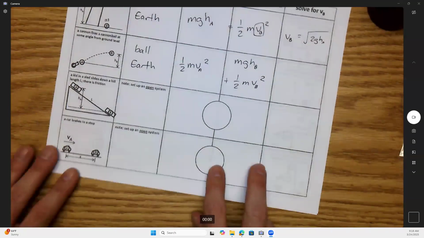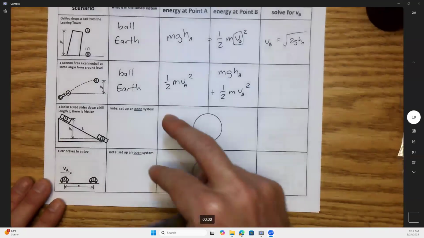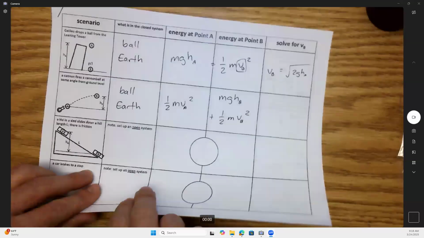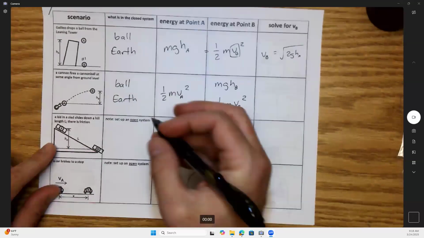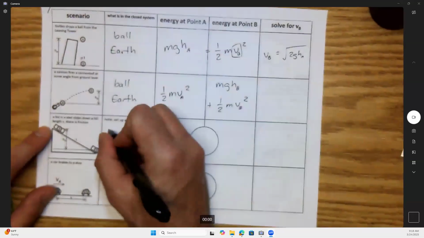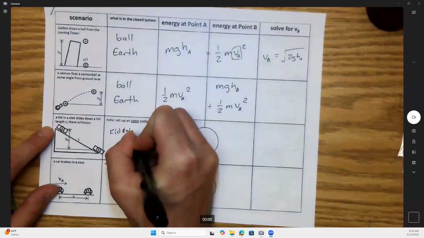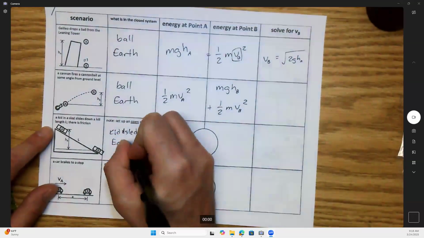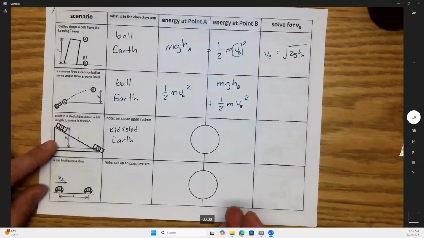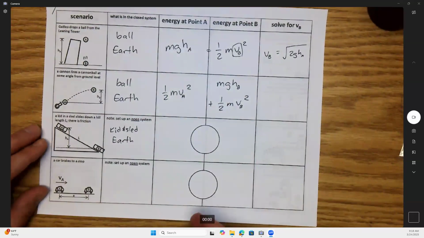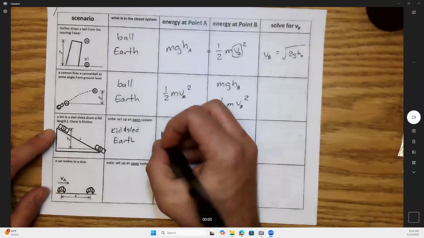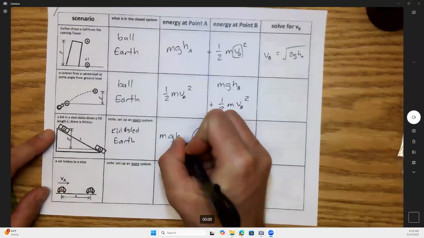Now, guys, these next two examples are the only open systems I have in this whole packet. Everything else is closed systems. So let's consider a kid in a sled sliding down the hill, and there's friction. Let's consider the kid in the sled, and maybe you could also throw in the earth. Whether you do or not, it's still an open system, because there's also a friction force from the hill. That would be an external force. What kind of energy at point A? Yeah, potential energy, mgh.